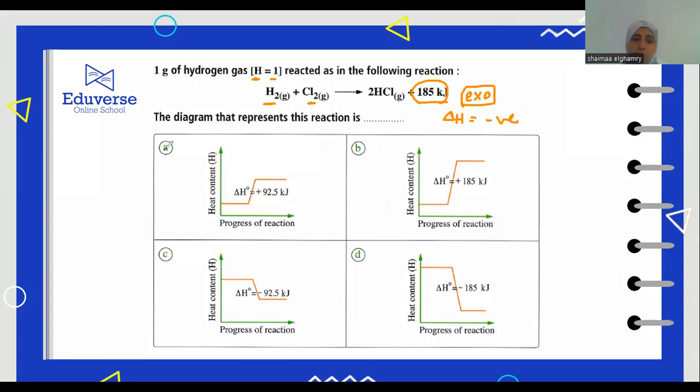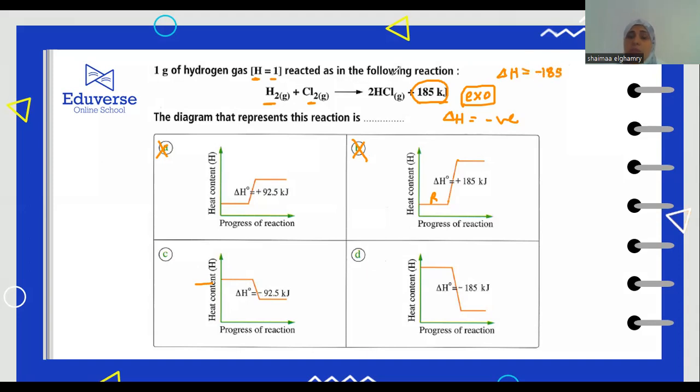So the first graph represents an endothermic reaction. And the second graph also represents endothermic, as the reactants absorb an amount of heat. So A and B are excluded. For C and D, we can think about them. In C, the released amount of energy is negative 92.5. And in D, the released amount of energy, or delta H, equals negative 185.